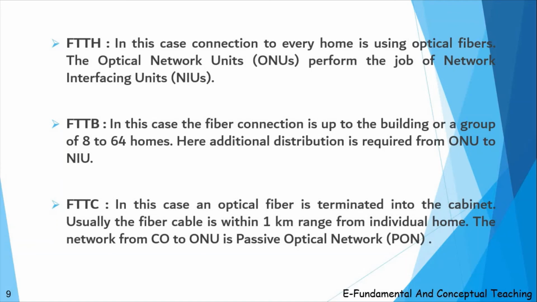Fiber to the cabinet, FTTC. As the name indicates, optical fiber is terminated into the cabinet. Usually the fiber cable is within 1 km range from the individual home. Basically, in the case of FTTC architecture, the remote nodes are placed in the central office and not in the field. The network from the central office to ONU is a passive optical network. Passive optical network is used in gigabit technology, that means gigafiber technology.